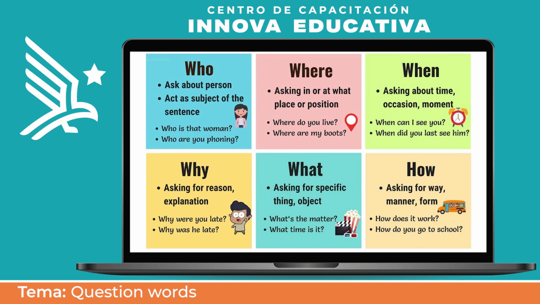Even though it works or acts as a subject of a sentence. For example, who is that woman? ¿Quién es esa mujer? Or who are you phoning? ¿A quién estás llamando? We only use who when we are talking about a person, okay?